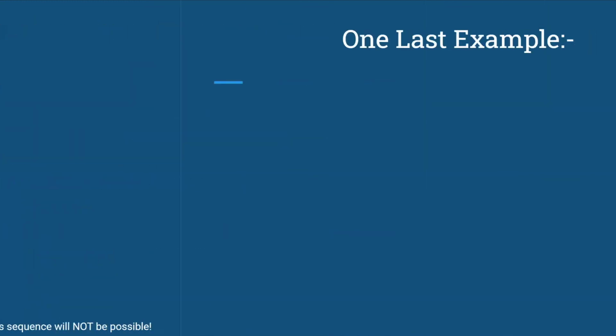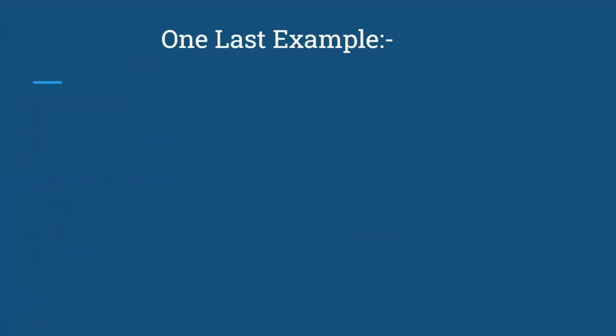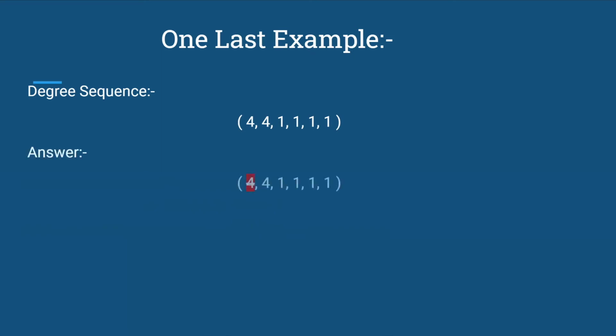And we can look at one last example, so we can make it quick this time. We have the sequence 4, 4, 1, 1, 1, 1. I think this is also a midterm example. So what we do is we remove 4 and subtract 1 from the next 4 terms. So we get 3, 0, 0, 0, 1. They are not in order, so we arrange them in non-increasing order. So we get 3, 1, 0, 0, 0.